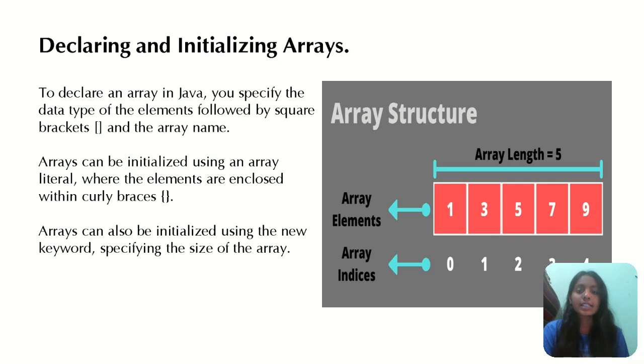Declaring and initializing arrays. To declare an array in Java, you specify the data type of the elements followed by square brackets and the array name. Arrays can be initialized using an array literal where the elements are enclosed within curly brackets. Arrays can also be initialized using the new keyword, specifying the size of the array.